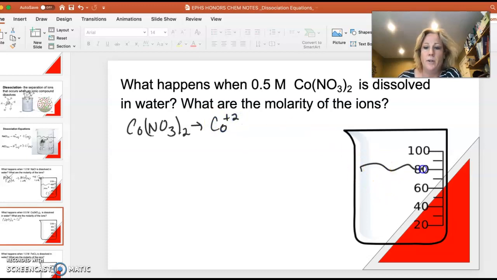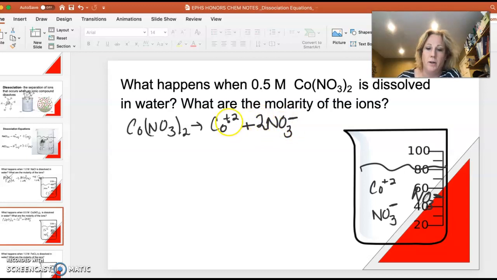And again, you can visualize it in a beaker. So I would have that cobalt-2 all by himself with water around it, which I'm not going to show. And then the other thing, this one's a little different. I have a polyatomic ion, nitrate. The nitrate is going to act as 1. So there's going to be 1 nitrate, and then there'll be another one. So they're going to stay together to that extent. So I'm going to put a 2 in front to show that for every 1 cobalt plus 2, I have 2 nitrates. And again, these are aqueous.